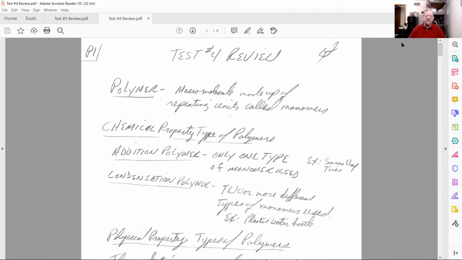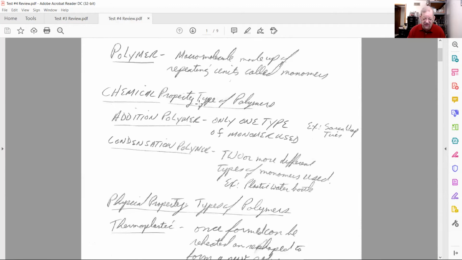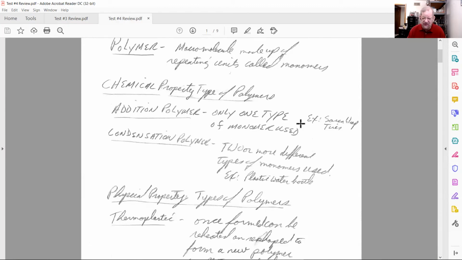I'm going to go through real quick because we just went through it when I went through the answers on test number 4, but you should know what is a polymer: a macromolecule made up of repeating units. You should know the chemical properties. There's addition polymer, only one type of monomer used. Condensation, two or more different types of monomers used. Examples of an addition would be rubber tires or your saran wrap, plastic wrap in the kitchen. Condensation, my plastic water bottle or yours or a pop bottle.